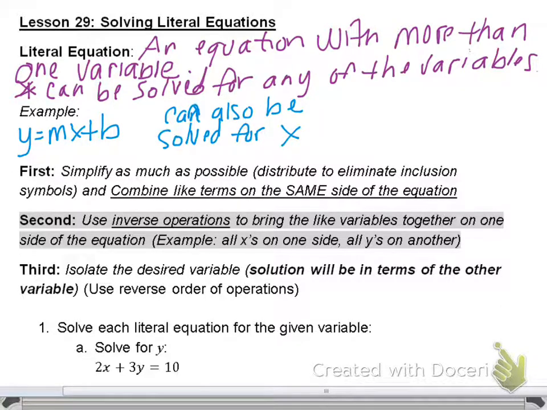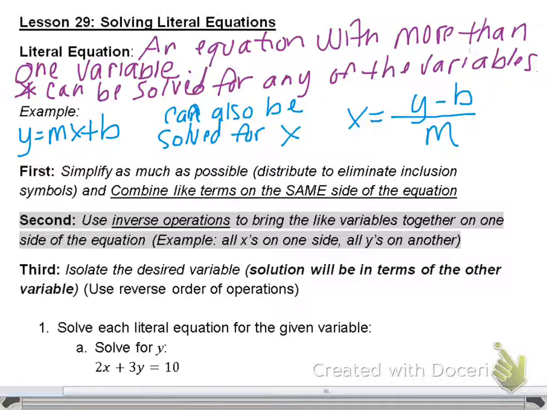The m didn't turn out there. We could also solve it for x. So what we would want to do is subtract b on both sides. So we would end up with y minus b. And then we would also have to divide by m to get x by itself. So divide by m, and then we would have x equals y minus b over m. So that's just an example there.